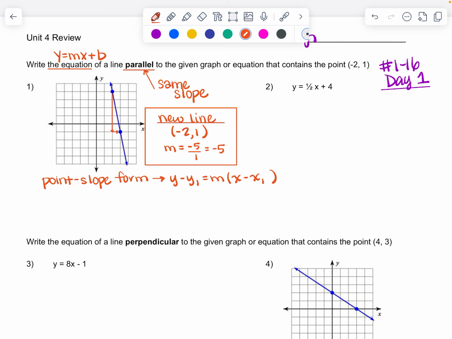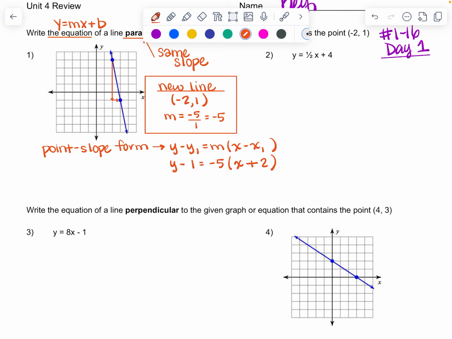So if we have a point and a slope of our new line, we want to start in point slope form. So y minus y1, so y minus, obviously our y coordinate up here is 1, equals, we know our slope is -5, and then x minus our x coordinate, which is -2, so x minus -2, and remember a double negative is going to change that into a plus sign. So that is point slope form.